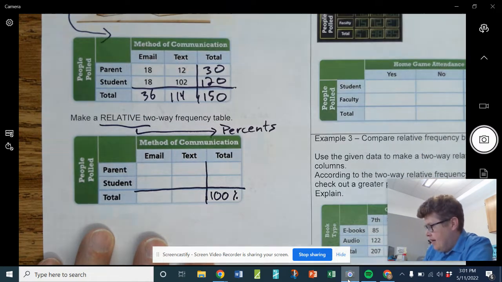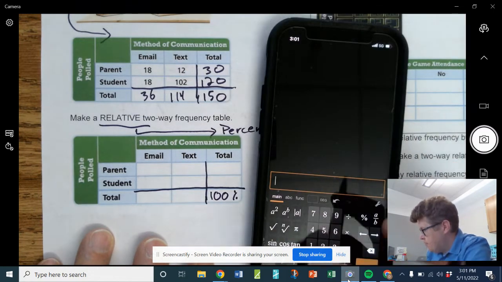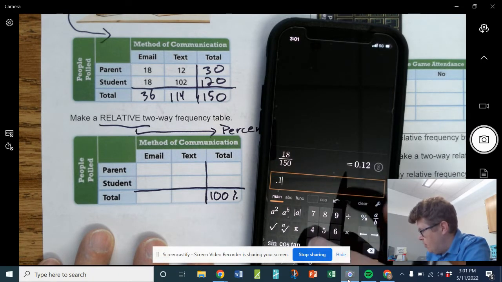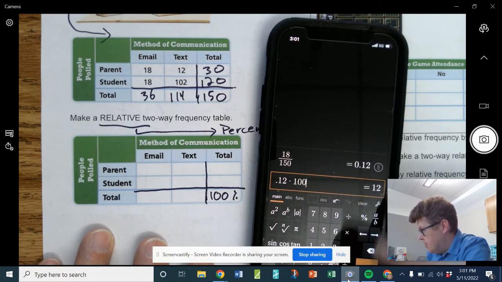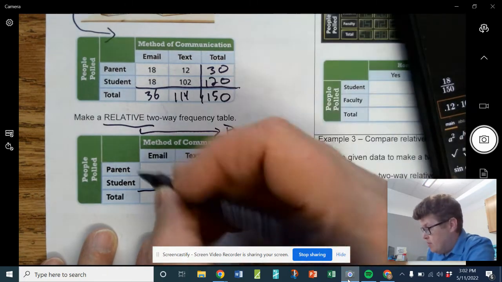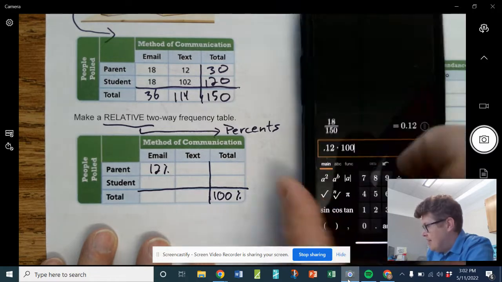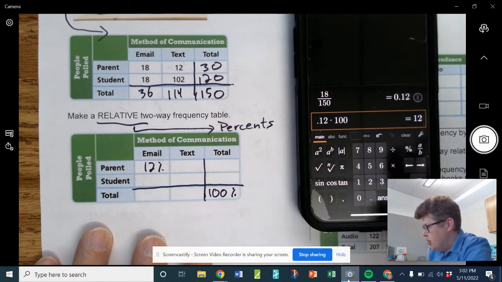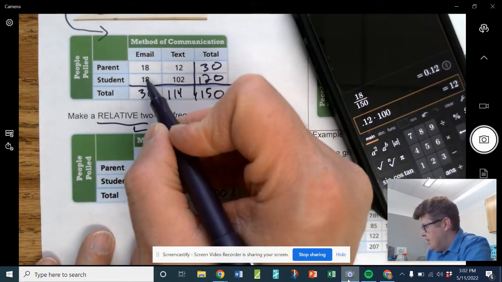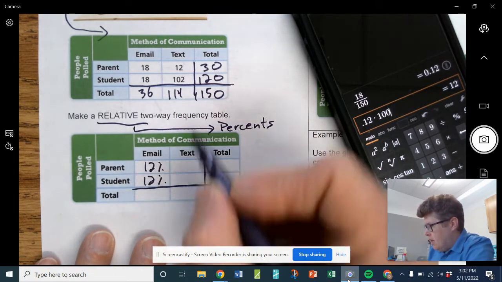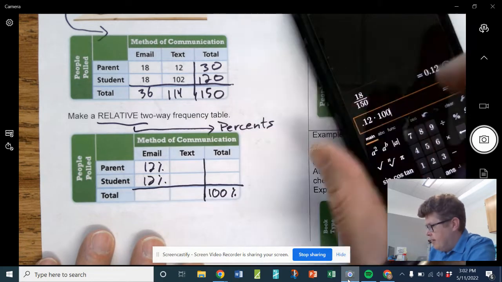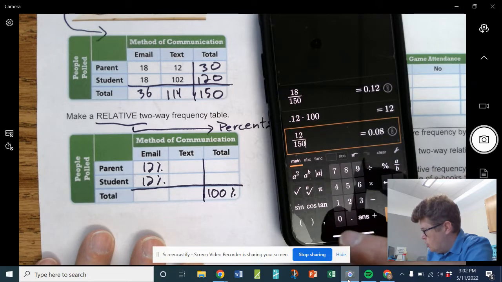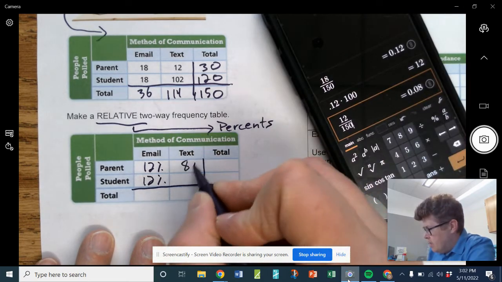So 18 divided by 150 is 0.12, and then we take that 0.12 and multiply by 100 to get 12. So that's 12% right there. Now I'm going to skip that last step because it's pretty self-intuitive. You just move the decimal place over and you're good. Now we've got that 18. It's going to be the same number right there. And then we've got 12 divided by 150, which gets us to 0.08, which is 8%.